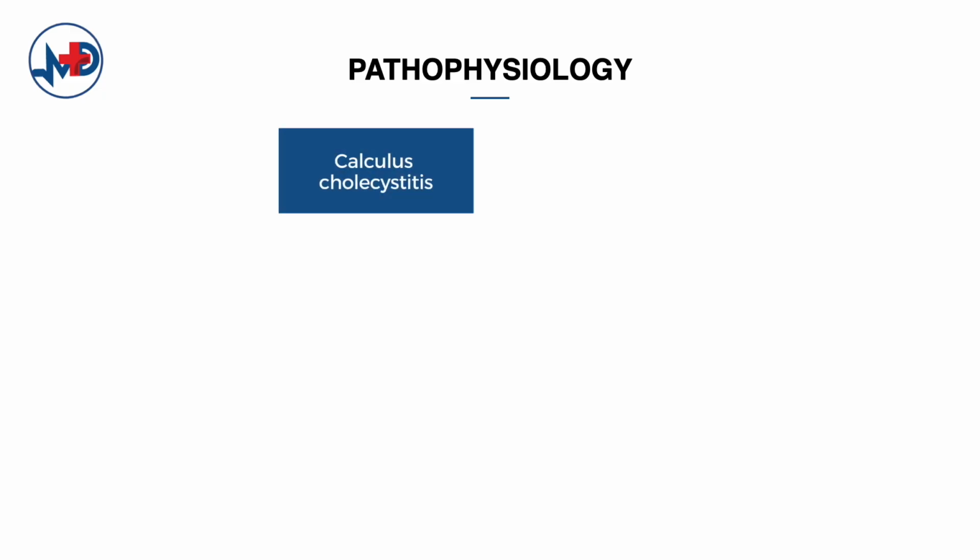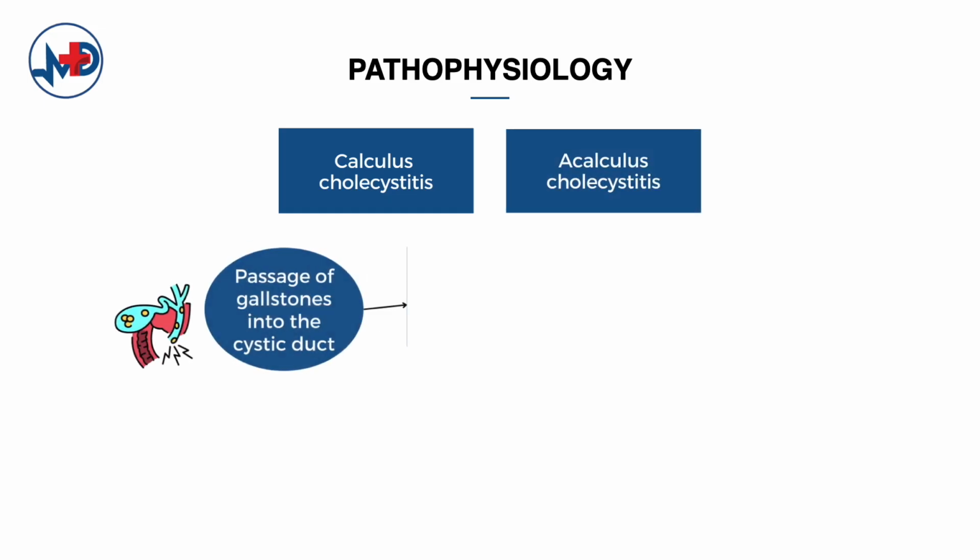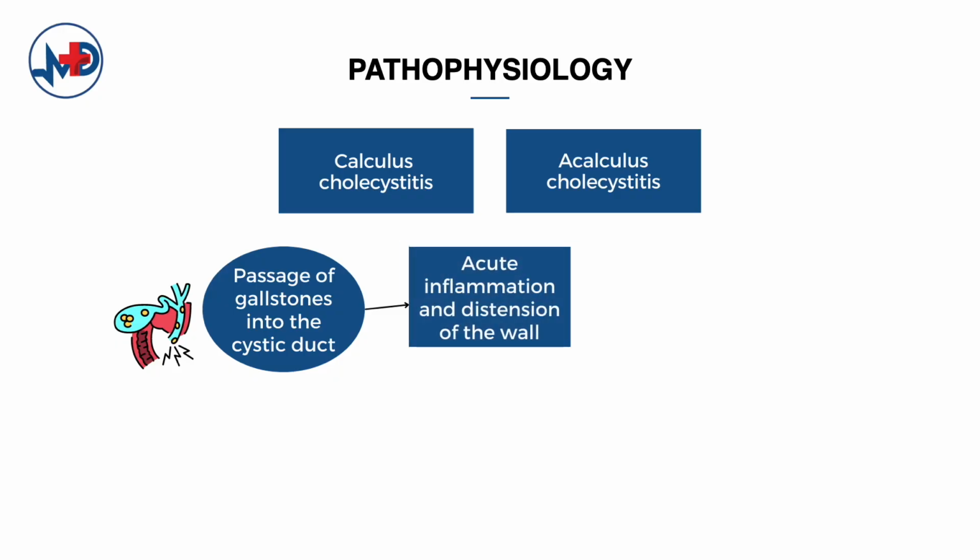As mentioned before, 90% of the cases of acute cholecystitis are due to cholelithiasis, and this is known as calculous cholecystitis, while the remaining 10% amounts to cases of acalculous cholecystitis. Acute calculous cholecystitis occurs when there's an obstruction or passage of gallstones into the cystic duct, leading to an acute inflammation and distension of the gallbladder wall.